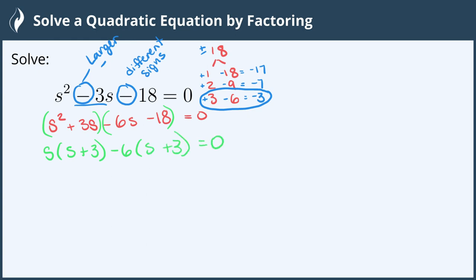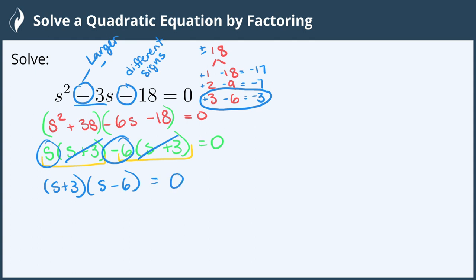Then we factor by grouping again, so we have these two larger terms, and the greatest common factor within those is the binomial s plus 3. So when we factor out s plus 3, we're left with s minus 6. And this still equals 0.